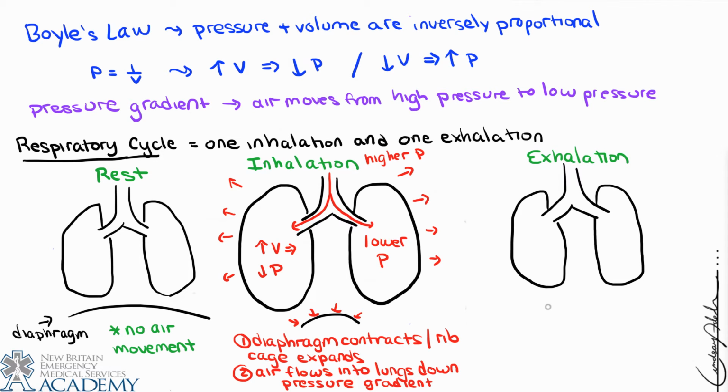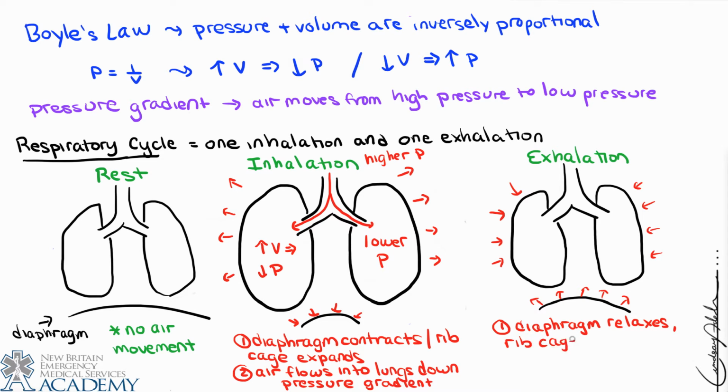So during exhalation, the diaphragm will relax, and so it's actually going to move sort of upward, and the rib cage is going to return to its original position as well. And so now what we're doing is we're decreasing the volume of the lungs, and by default that means that we're going to increase the pressure. And as the pressure increases, we now have a pressure gradient again, but in the reverse direction. Higher pressure inside the lungs, lower pressure in the atmosphere, and so naturally the air will flow out of the lungs down the gradient, and it will flow down the gradient until the gradient is eliminated, and then we come back to rest.